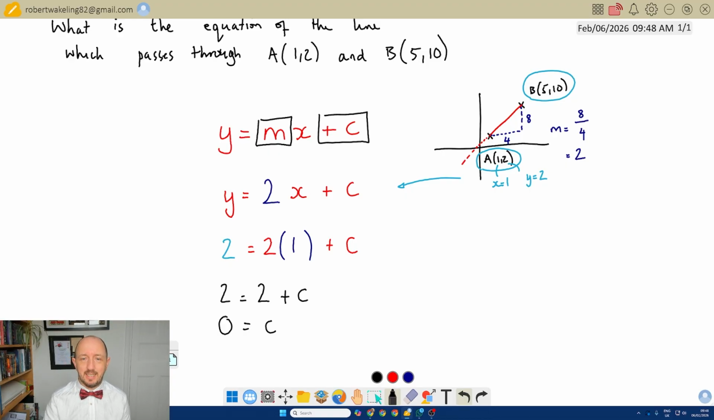So from my sketch here, I wasn't far off, but this line actually goes through 0 for the y-intercept, so it goes through the origin. When I rewrite my equation, y equals 2x plus 0, I probably wouldn't bother writing that. That would get me the marks. But I've got y equals 2x as my final equation.